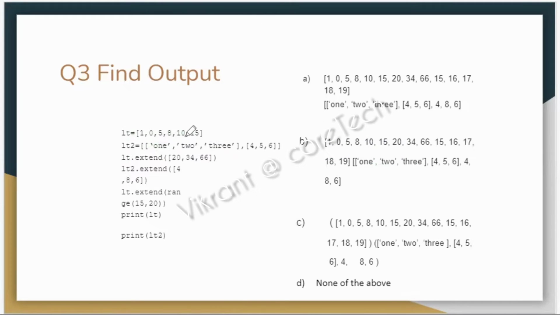Now we have a list with numbers, and a nested list with numbers and strings both. This is used for the purpose of extend. This also is extending the list, so that both the lists have the newly added value. Now range 15 to 20 means 15, 16, 17, 18, 19 should be added. So we have 15 to 19 being added at all three places.